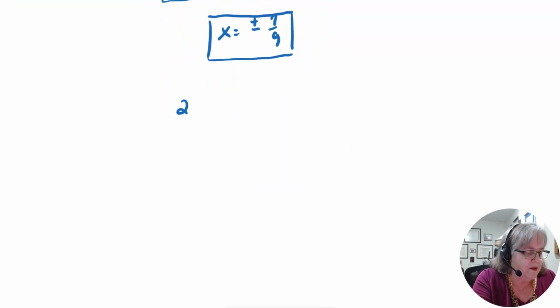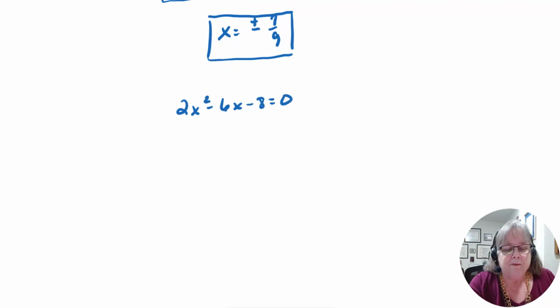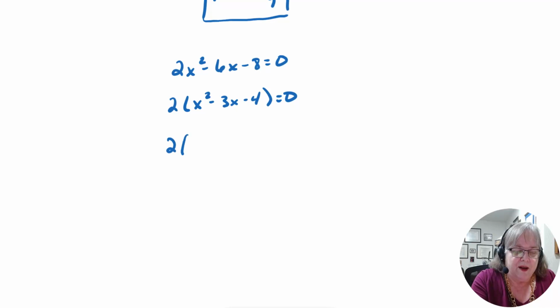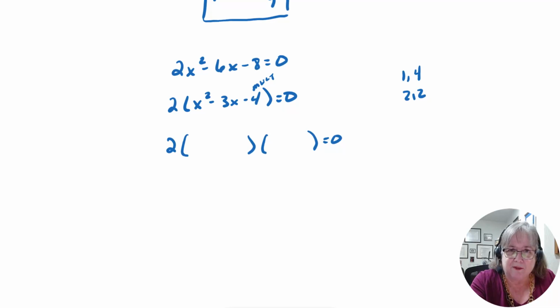Last one. 2x squared minus 6x minus 8 is equal to 0. And you would go, well, is there anything in common to factor out? Yes, a 2. X squared minus 3x minus 4. All right, 2. And I'm going to break this down into two binomials, right? Because it's a lead coefficient of a 1, I ask myself what multiplies to negative 4.